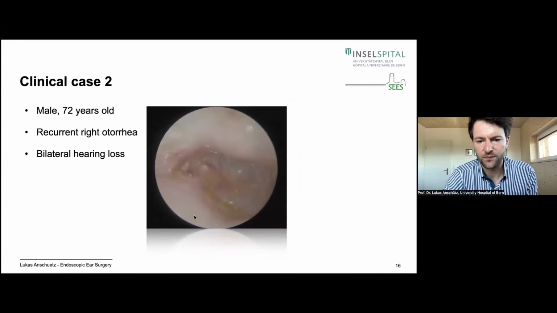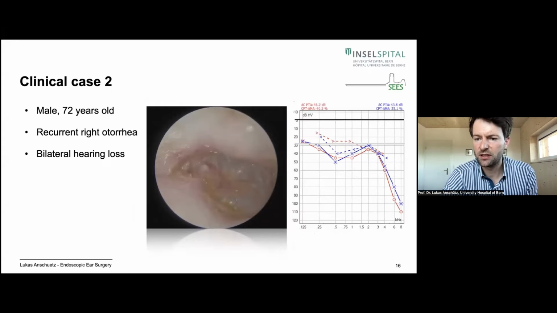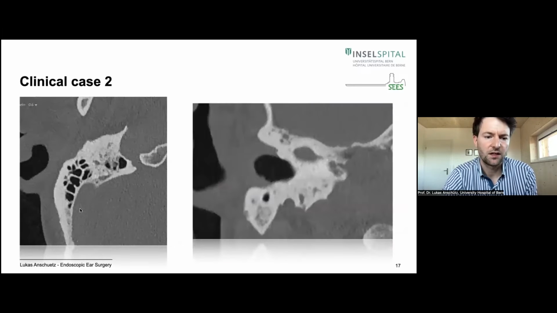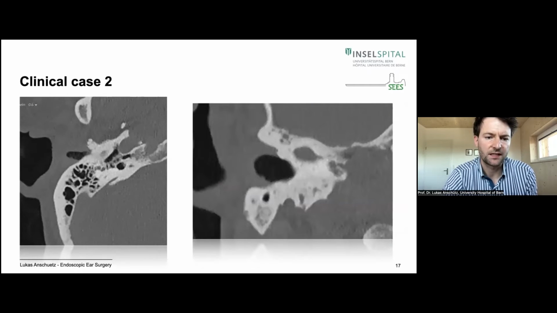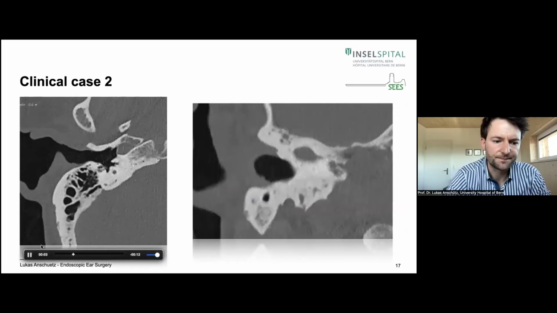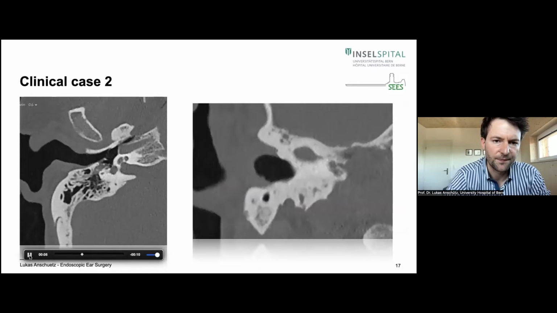You can see the view here on the endoscope. You can see it's not so big, the cholesteatoma, in the endoscopy. Hearing levels are quite similar on both sides. And on the CT scan, however, you can see that the cholesteatoma is a bit bigger.